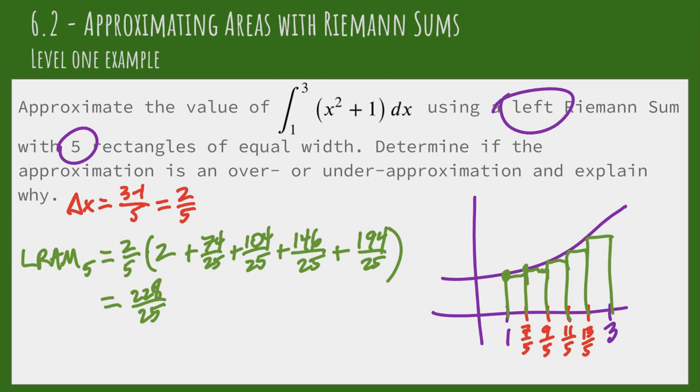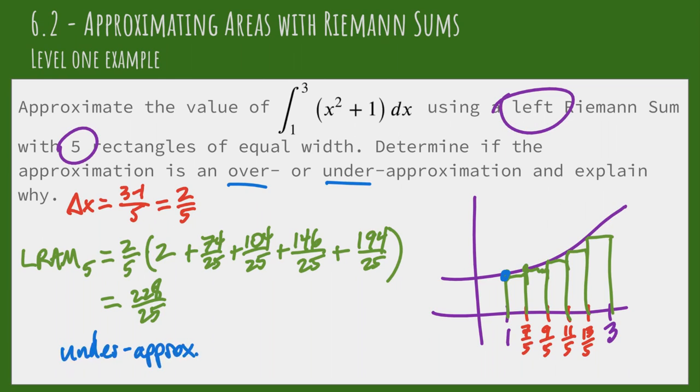Last thing is we want to answer the question, is it over or under? This time, since we're using left endpoints and the function is increasing, the left endpoint is going to be below the rest of the points on each subinterval. So this is going to be an under approximation.